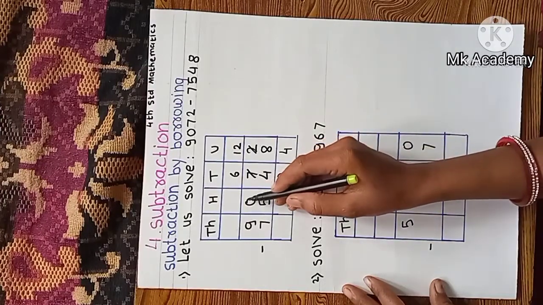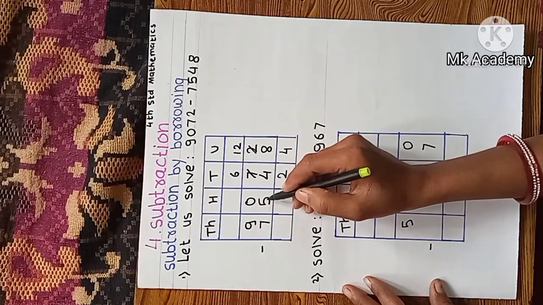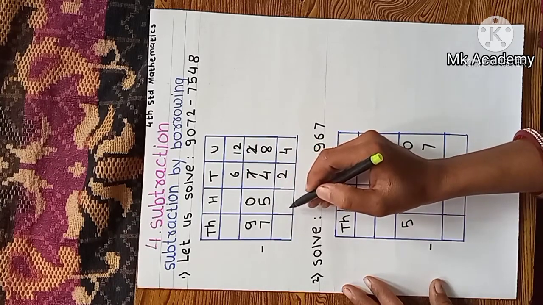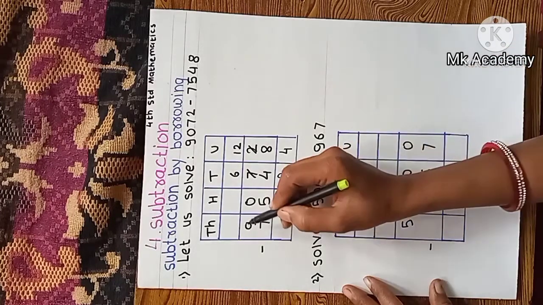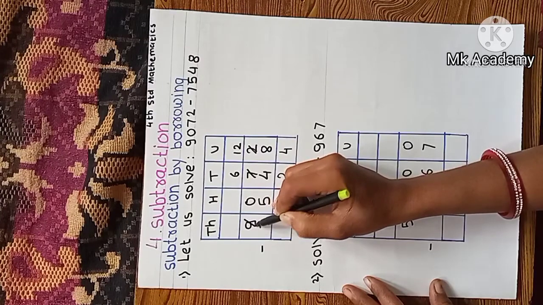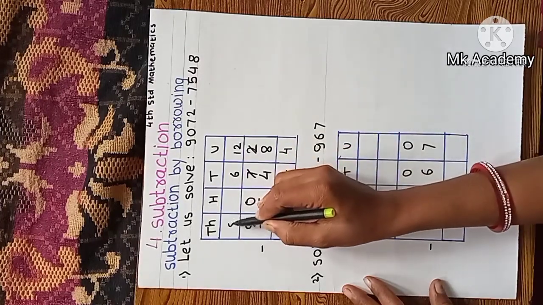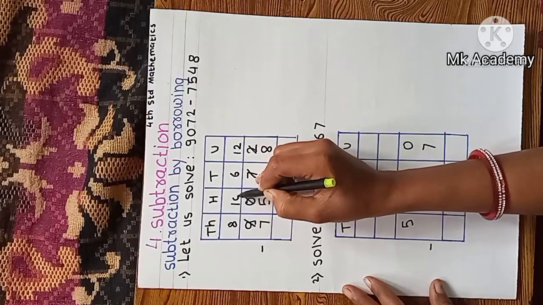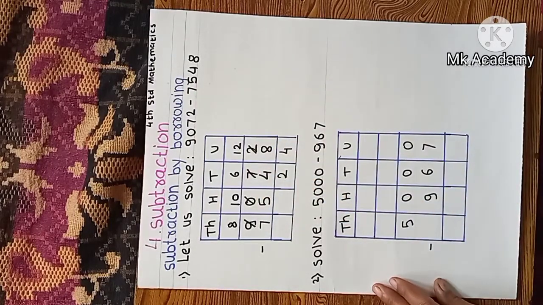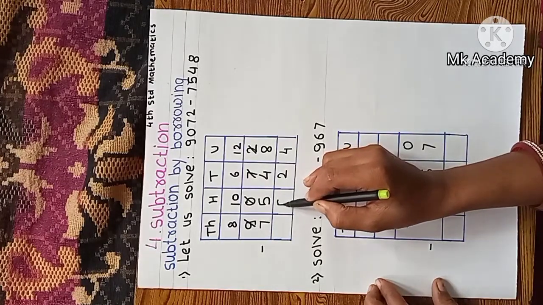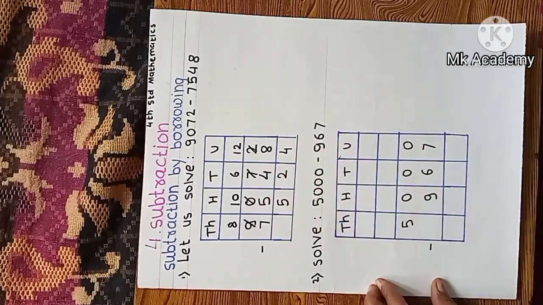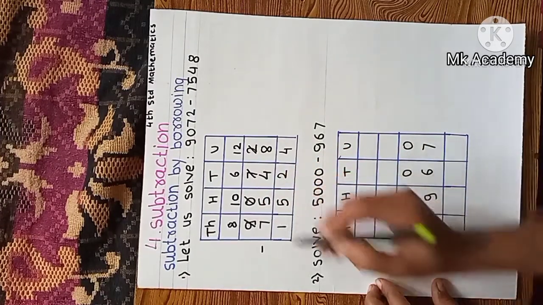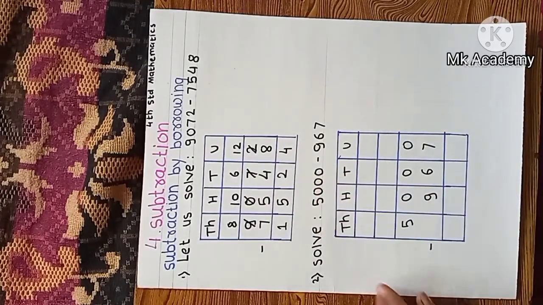2. Now 0 hundreds, 0 hundred minus 5 hundreds, is this possible? No. We cannot subtract 500 from 0 hundreds. Therefore we borrow from 1000. Here now 9000. We borrow 1000. Then how many thousands remaining here? 8000. Now 1000 means 10 hundreds, and 0 hundreds means 10 hundreds. Now 10 hundreds minus 5 hundreds, how many hundreds remaining? 5. Now 8000 minus 7000, how many thousands remaining? 1. The answer is 1524. Understood? Now see the next example.